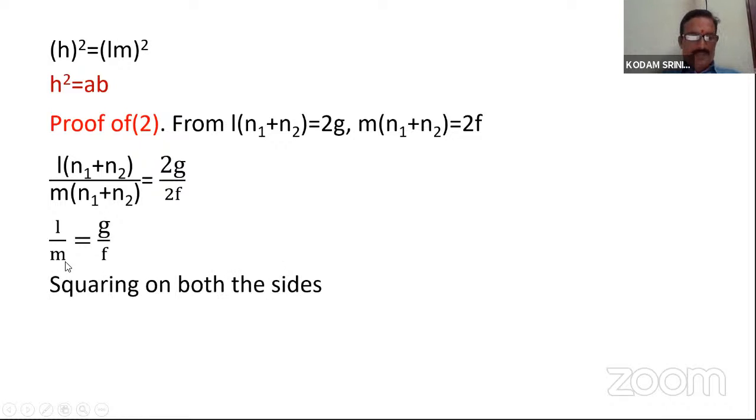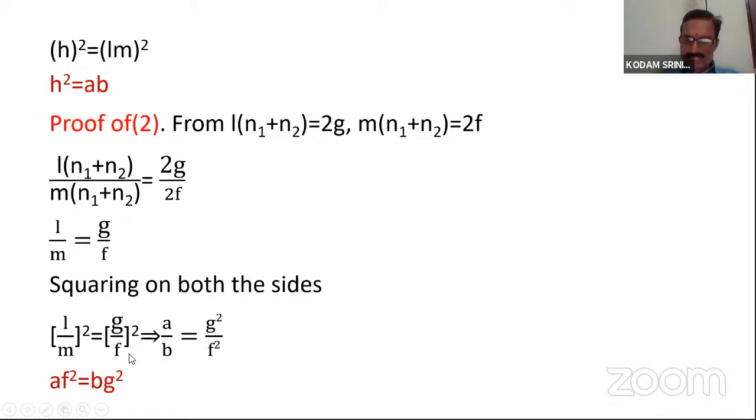Now after getting this term, we have to square on both sides. On the left-hand side, (L by M) whole square; on the right-hand side, (g by f) whole square. That is, L by M whole square equals g by f whole square. We will have L square by M square equals g square by f square. But already we know that L square equals a and M square equals b. So that is a by b equals g square by f square. Again we do the cross multiplication, and we will have a f square equals b g square. So we got that second condition also: a f square equals b g square.